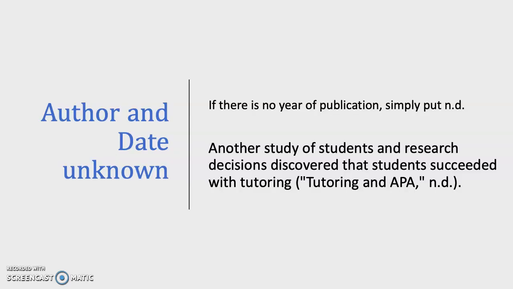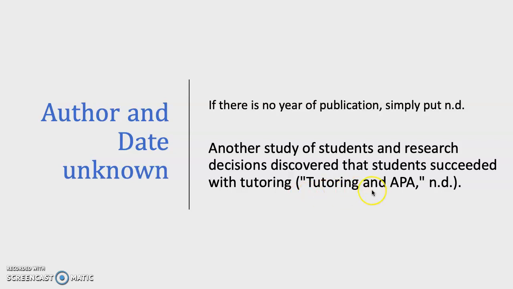So we're going to see an example of that here while we look at what we do when there's no year of publication. So this is an easy fix. We put lowercase n period, d period. So in this example, we see that we don't have an author and we don't have a year. We put the title in quotation marks as the citation with the comma on the inside of the closing quotation marks, then ND, and the final period on the outside.